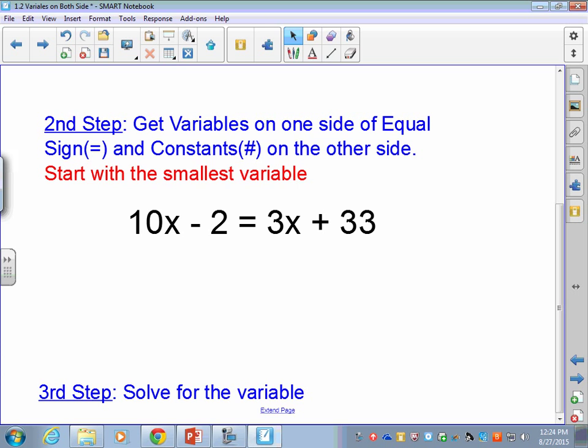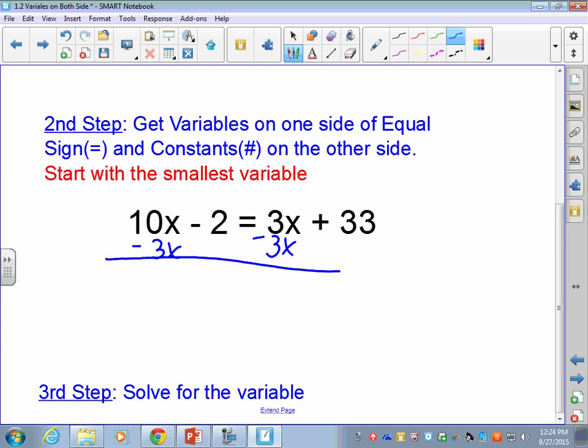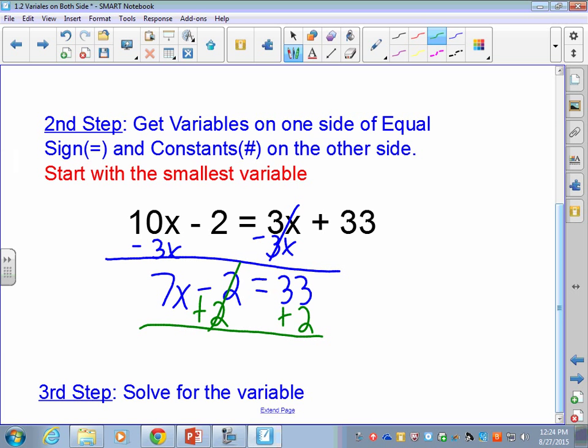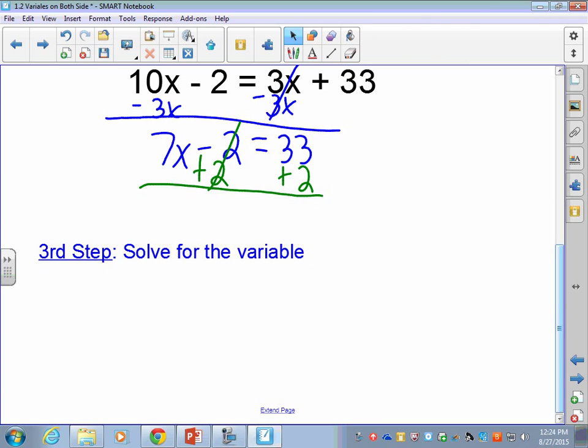Where should I start? Our hint is start with the smallest. Yeah, minus the 3x. So show that on your paper, minus 3x. And when I do that, 10x minus 3x is 7x minus 2 equals 33. But we have to have the constants on the other side of the equal sign. So how am I going to get the constants on the other side? Add 2, because it says minus, we got to undo that. Add 2 to both sides. When we do that, we're going to have 7x equals 35.